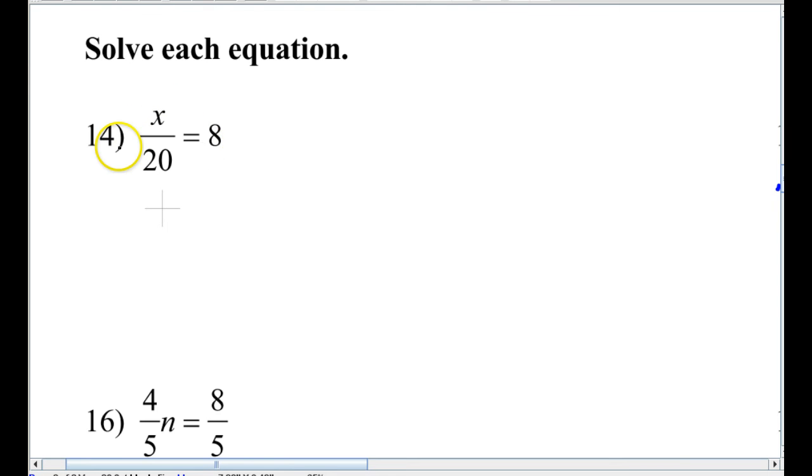So, always a good idea, think about what this actually means. Like, this means what number divided by 20 is 8. Right, so you know this must be a big number, some big number divided into 20 equal pieces, our size 8.